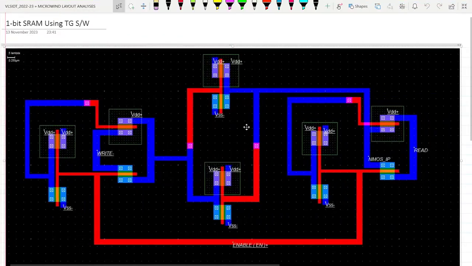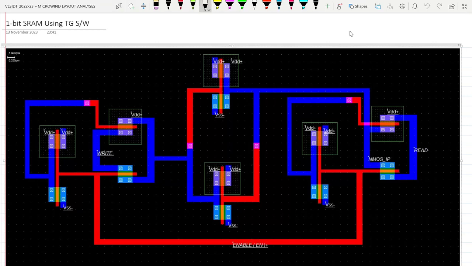Here is the microwind layout for 1-bit SRAM using transmission gate switch. As compared to the previous layout, everything is the same except that the NMOS switches N1 and N2 are replaced by transmission gate switches.